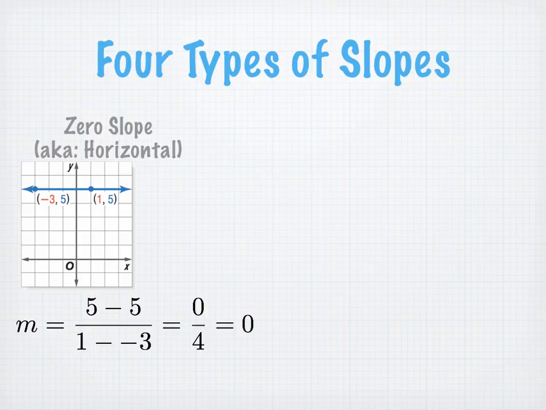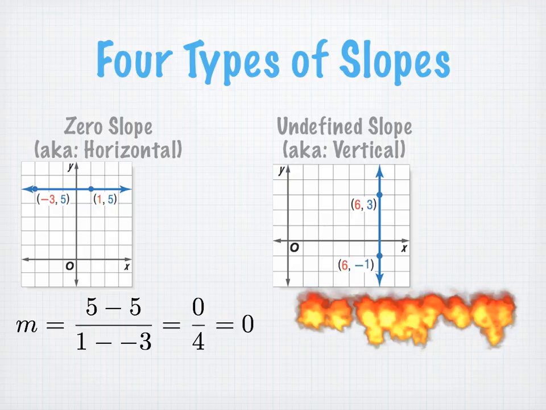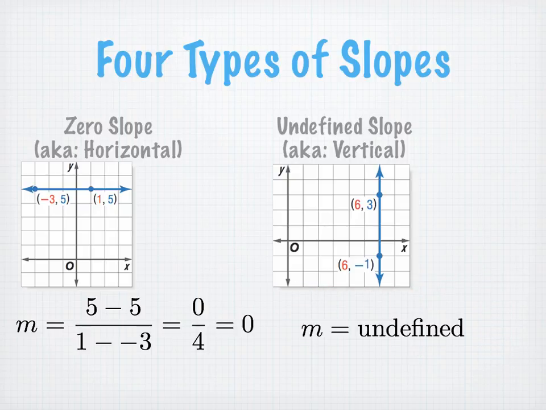And then finally we have the undefined slope, which gives us a vertical line. Now the reason it's undefined is the x-coordinates of both points are the same, 6 and 6 in this example. And as a result, we get -4 divided by 0. And of course, you can't divide by 0. And so instead, we call that an undefined slope.